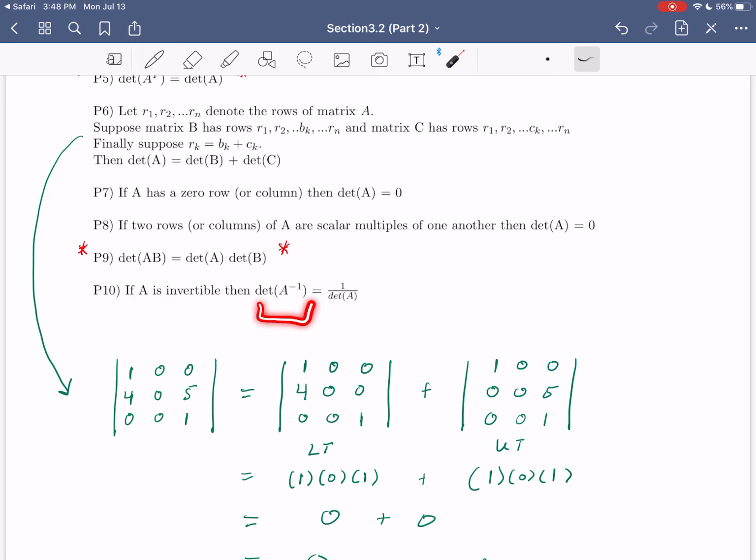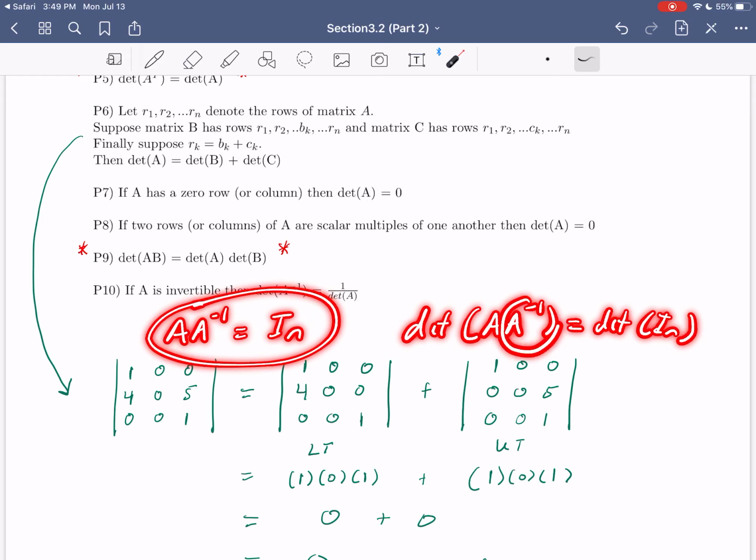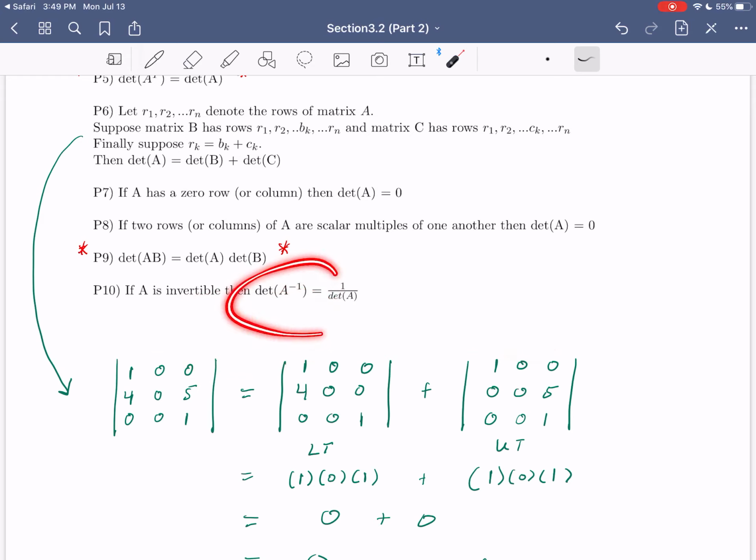And then finally, property 10 says that if A is invertible, so if you have an invertible matrix, then the determinant of its inverse is 1 over the determinant of the original matrix. This property 10, you should try proving on your own directly from property 9. Use A times A inverse is equal to the identity matrix. That's the definition of the inverse. Apply the determinant on both sides, and then go ahead and solve for the determinant of A inverse. And you should be able to derive this result. So this property 10 comes right from property 9. So I'm also going to star this one because this is definitely an important one.